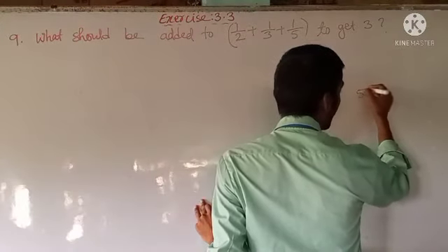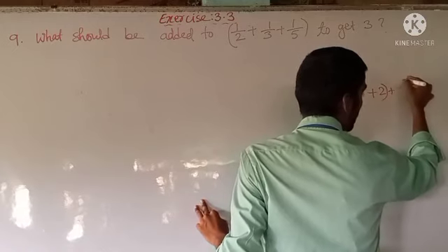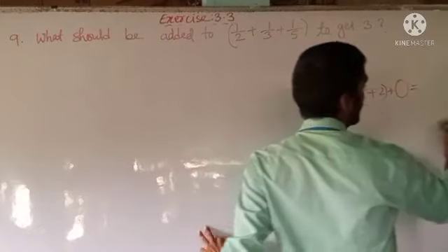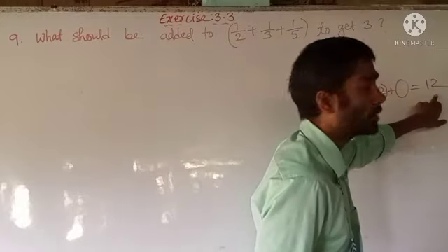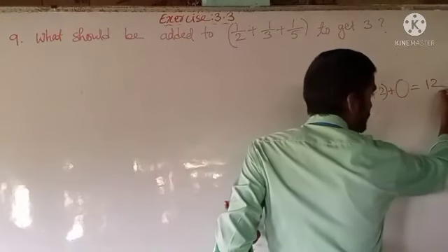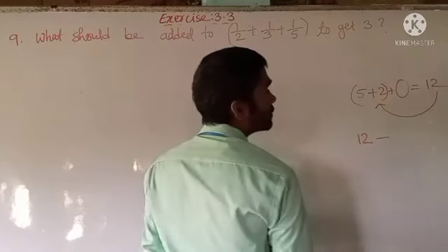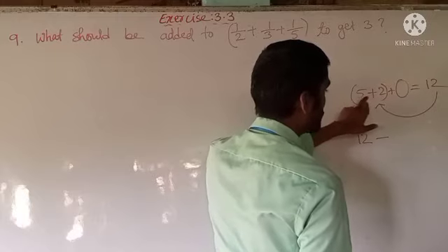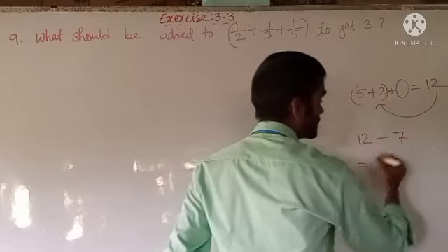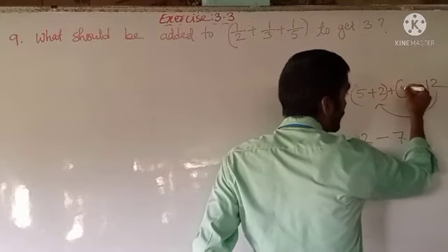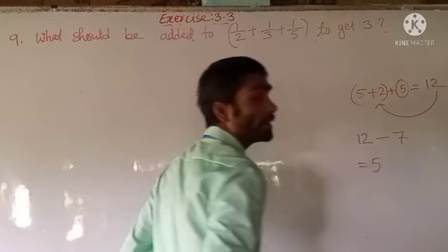What should be added to 5 plus 2 in order to get 12? What we will add here in order to get our answer, that is 12. So what we can do is subtract in this way: 12 minus, first we will find the sum of these two, that is 5 plus 2, it is 7. So 12 minus 7, we will get 5. If we write that 5, then we will get the answer, 5 plus 2 plus 5 is equal to 12.